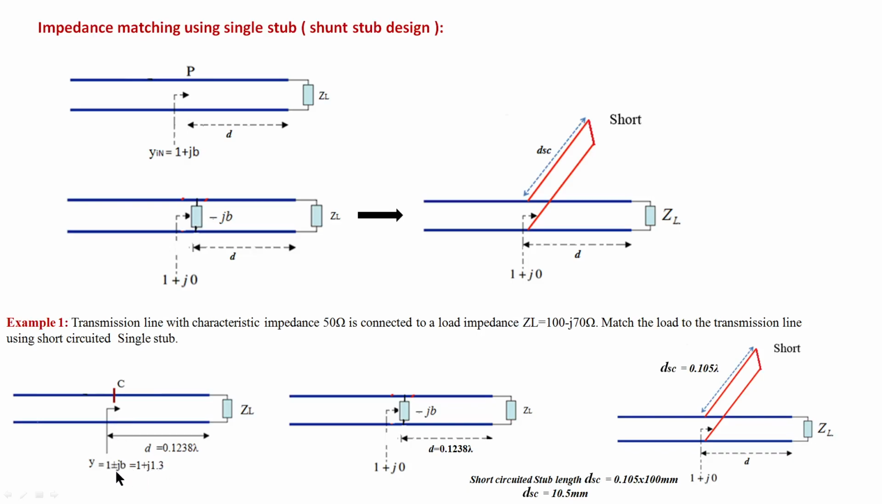I have noted that at this position B is plus 1.3. What should I do? I should connect a minus 1.3 here. Then this minus 1.3 cancels the existing plus 1.3, leaving zero susceptance here and only y equal to 1. So automatically Zin is equal to 1. Zin equal to 1 means it is the characteristic impedance, 50 ohm. We will be getting matching.